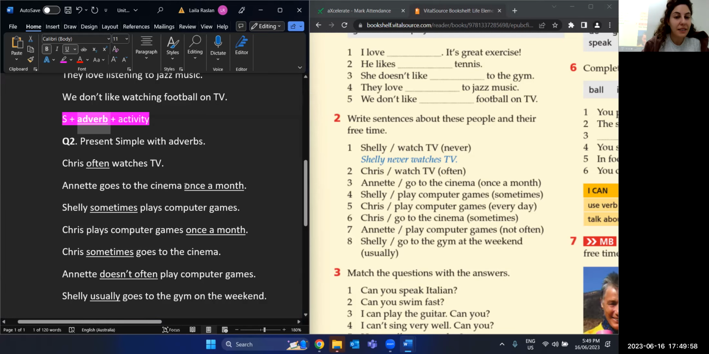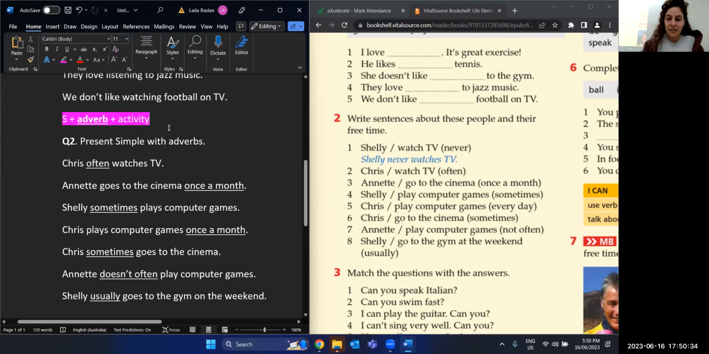Yeah. So once a month or once a whatever, and every. When you say like every month, every fortnight. But then these can also go at the beginning. I mean, yeah, it just doesn't sound right. Chris plays once a month. You just don't put it in the middle. That's all. So with once and every, it's at the end or it's at the beginning. Because you could say every day Chris plays computer games, or Chris plays computer games every day.